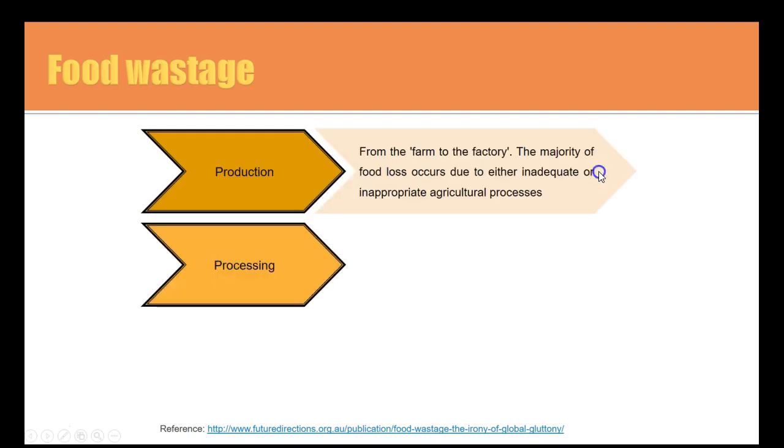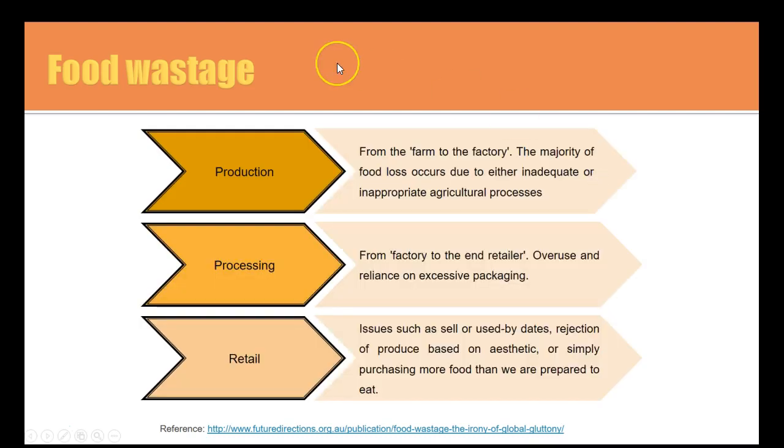Now, food wastage can occur in multiple parts of the production chain, or what we'd say, farm to plate. So the production, which is food loss, occurs here due to agricultural practices being inappropriate or inadequate. Then during processing, we have excessive packaging that will lose food that way because of the offcuts. So how food's packaged and what's actually processed and chucked out in that time, and then retail as well.